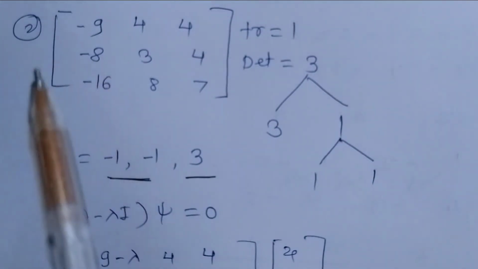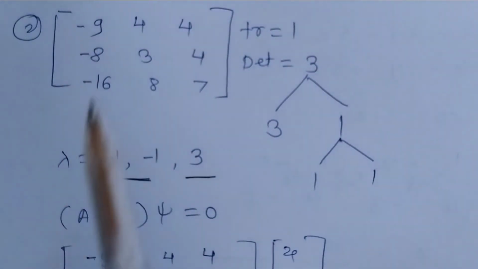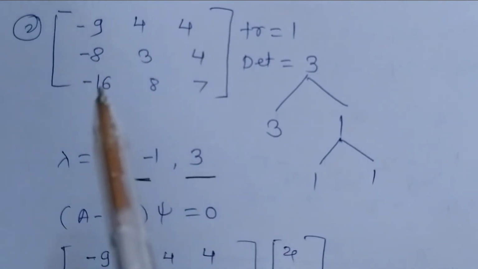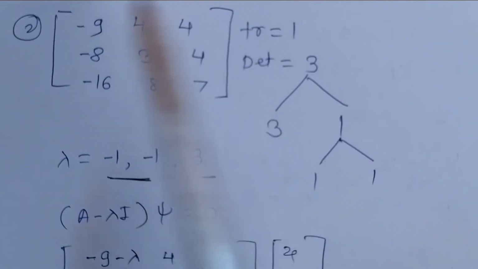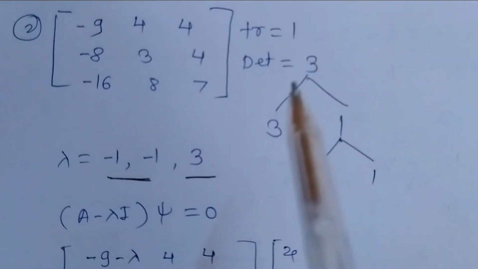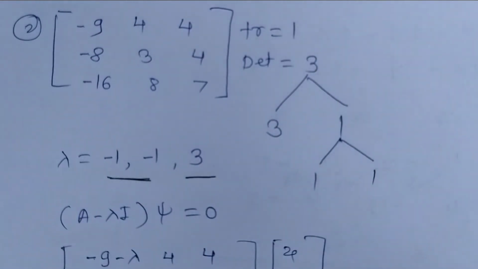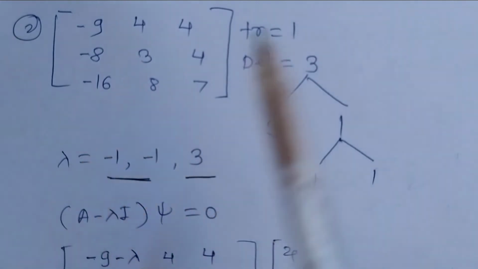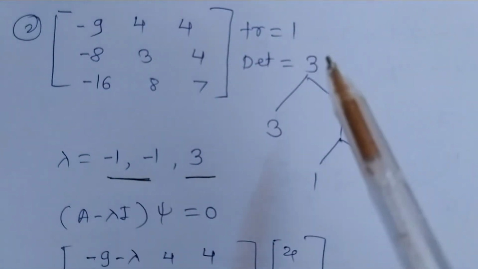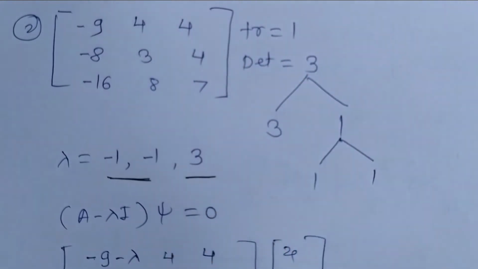The second example is the matrix minus 9, 4, 4, minus 8, 3, 4, minus 16, 8, 7. The trace of this matrix is 1 and the determinant of this matrix is 3. So we know how to find the eigenvalues by using trace and determinant. The addition of the eigenvalues is the trace and the multiplication of the eigenvalues is the determinant. So from the determinant we can find the eigenvalues.